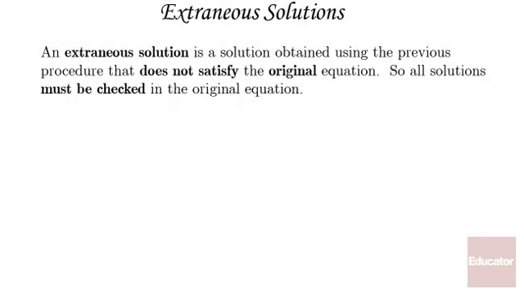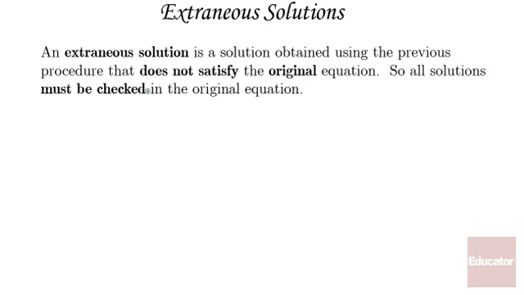There is one big difference between solving radical equations and solving other types of equations that we've discussed, and that is that you might come up with what's called an extraneous solution. Extraneous means sort of like extra. So an extra solution, and the thing about extraneous solutions is these are solutions obtained using the method we just discussed that do not satisfy the original equation.